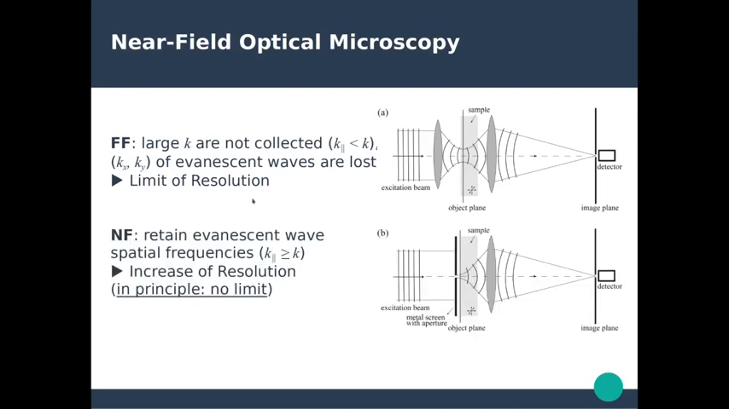Now, in a near field, you basically get rid of this optical lens and you replace this by a small aperture. So you send this excitation beam on this metallic screen with a small aperture, and then you're forming evanescent waves at the surface of this metallic screen around the aperture, and then you use those evanescent waves to excite and interact with the sample. So in fact, you're retaining those evanescent waves, and that's going to lead to an increase in spatial resolution. So in principle, there is no limit to this technique.